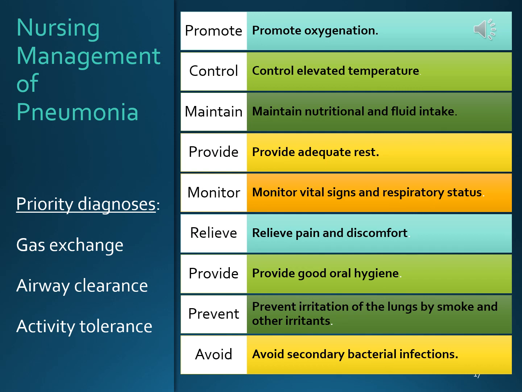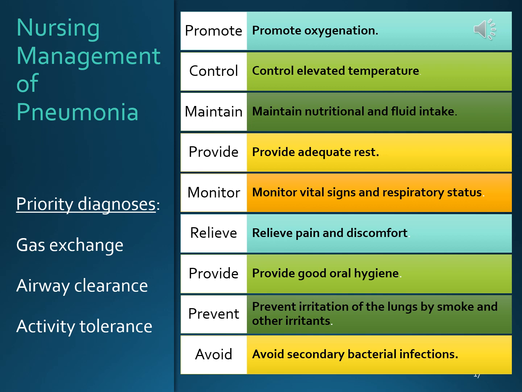So this slide talks about nursing management of pneumonia. Your priority diagnoses are here. Impaired gas exchange. Think of the pictures I've shown you of those little alveoli that have reduced area for gas exchange there. Ineffective airway clearance because of all of the exudate present in the airways, and also activity intolerance because you do have impaired gas exchange and because of the fatigue that's associated with pneumonia.